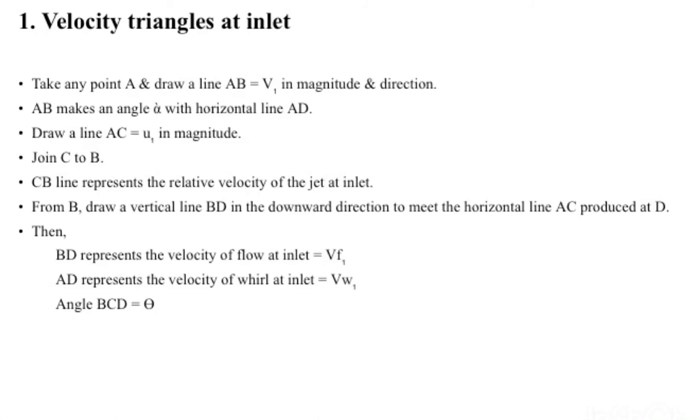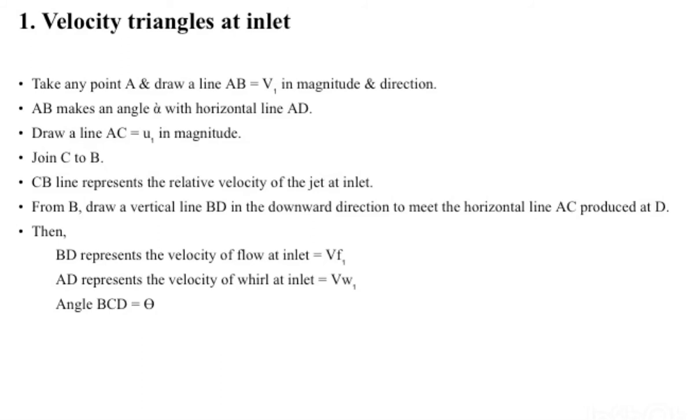Now after drawing this AC, you have to join the line C and B. Now this CB line is nothing but your relative velocity of jet at inlet. Now from point B you have to draw a vertical line BD in the downward direction, which meets the horizontal line AC produced at D.